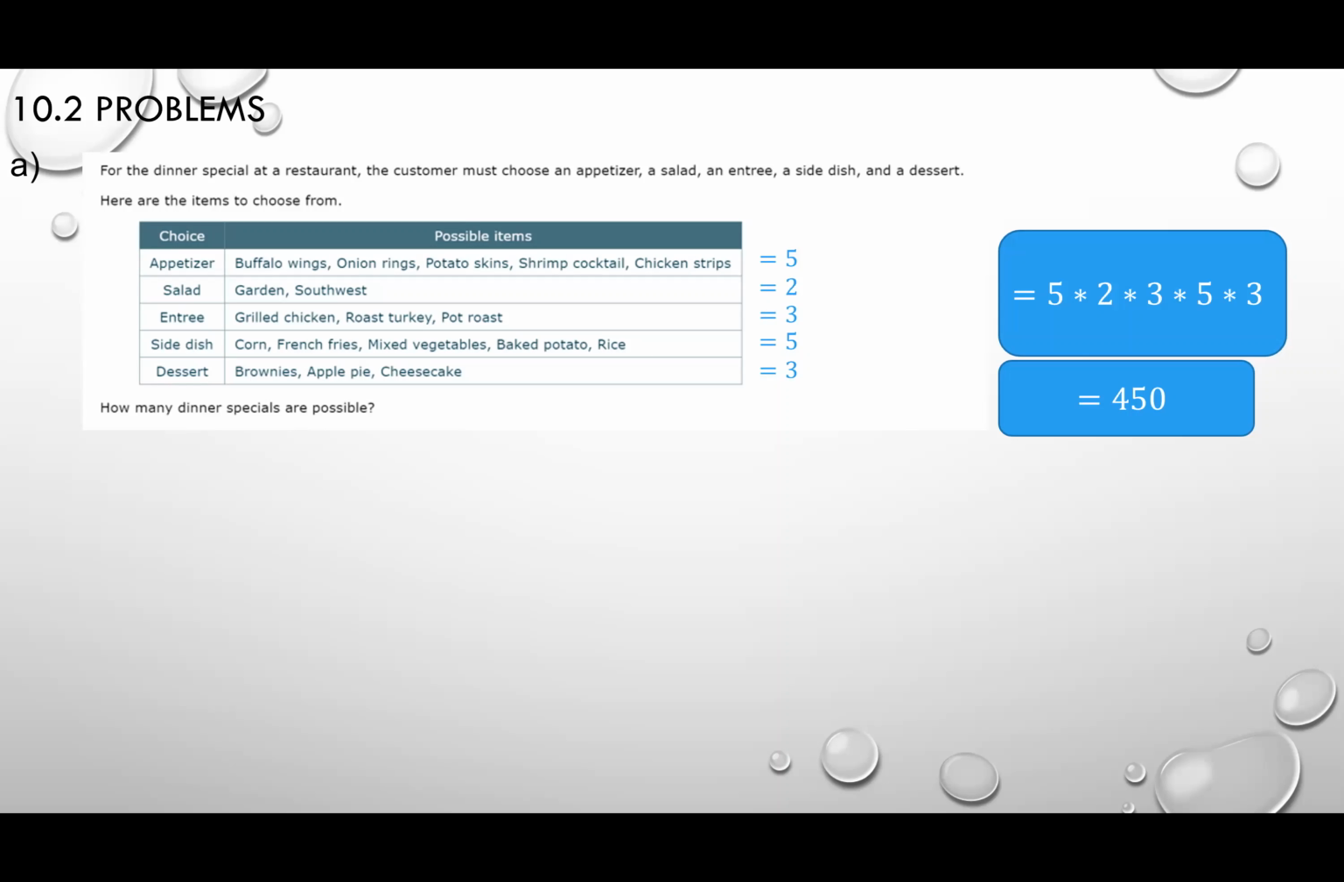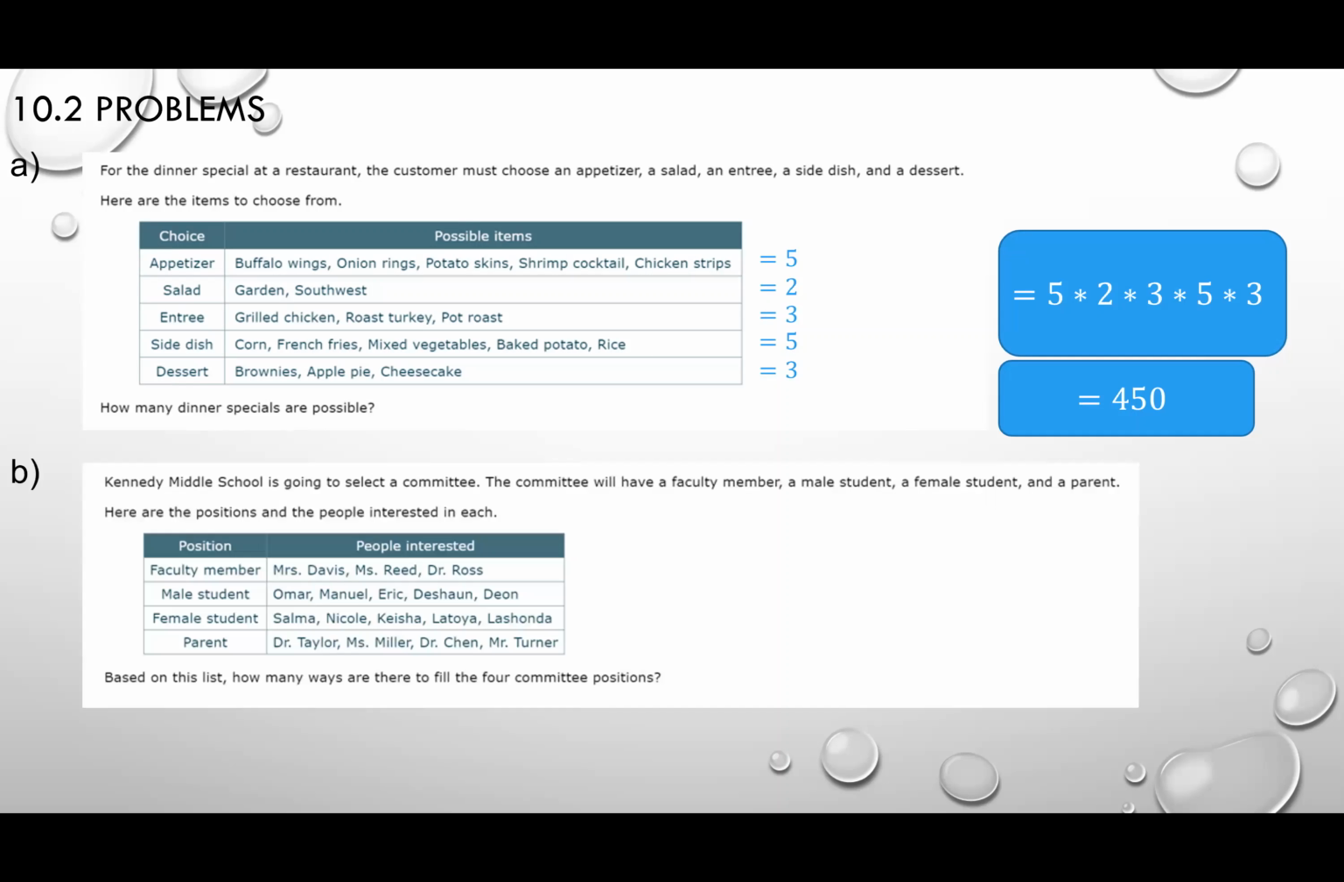But looking at this, hopefully you see that they give you different categories, and once they give you different categories, what you need to ask yourself is, at each particular category, how many options are there? And once you know the options, all you need to do is take each of the options and multiply them. Similarly in part B, they ask us to come up with a committee. This committee consists of a faculty member, a male student, a female student, and a parent, right? How many possible committees can we form?